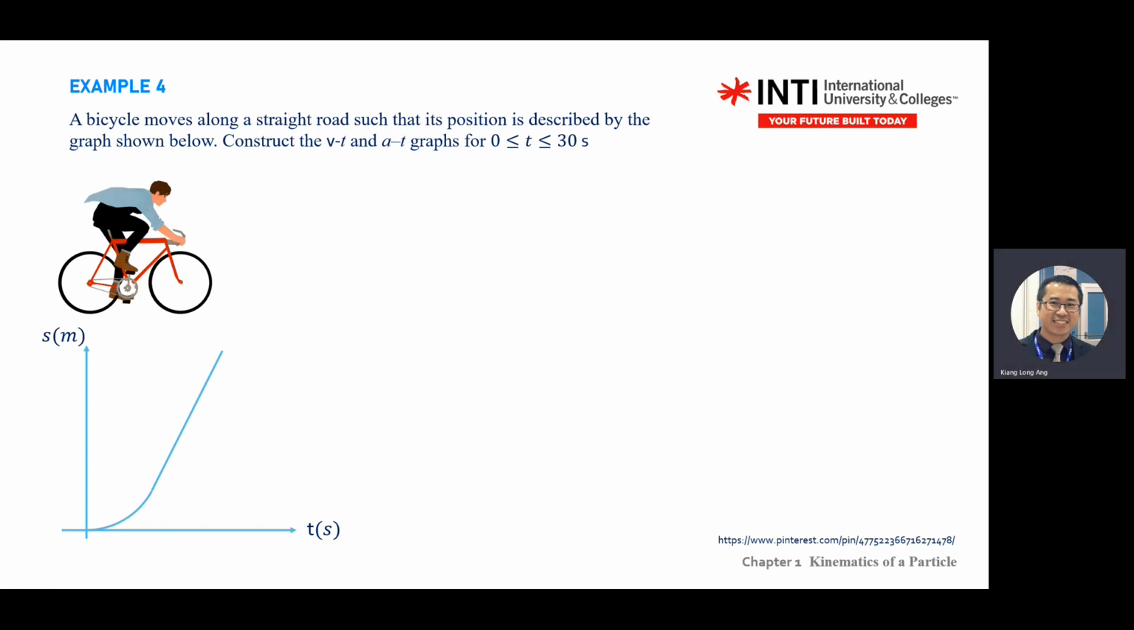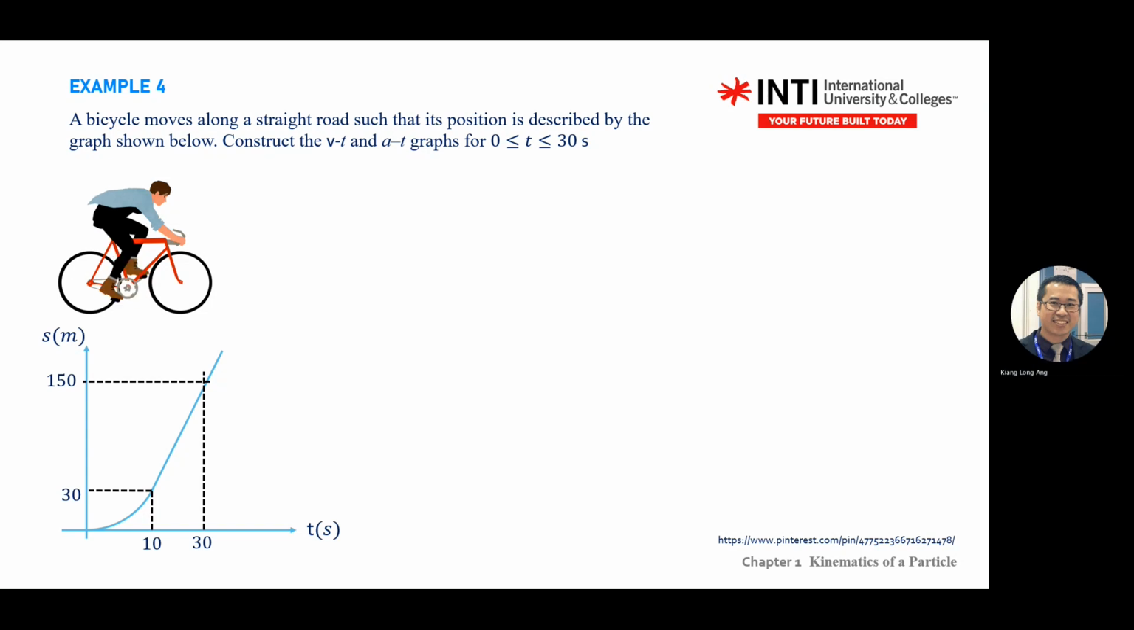S versus t, it gives you a curve like that. And then it gives you some numbers there. So at 10 seconds, you reach 30, but this is an exponential graph. And this is a linear graph. It's a combination of two types of graph. At 30 seconds it reaches 150 meters.